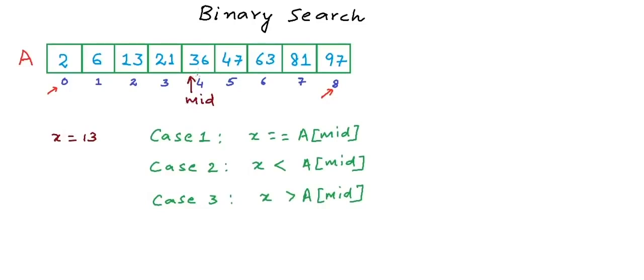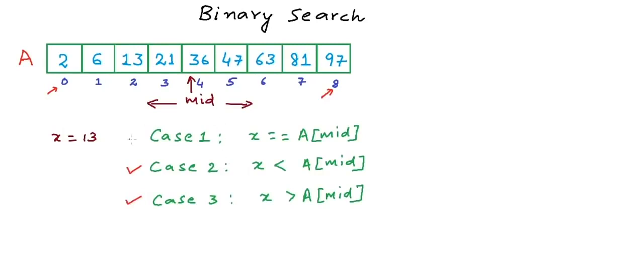If x is less than the middle element, then because the array is sorted, it lies before the middle element, and we can discard the middle element and all the elements after the middle element. Similarly, if x is greater than the middle element, it lies after the middle element, so we can discard all the elements before the middle element and of course the middle element as well. So in case 2 and 3, we discard half the elements from our search space and reduce our search space.